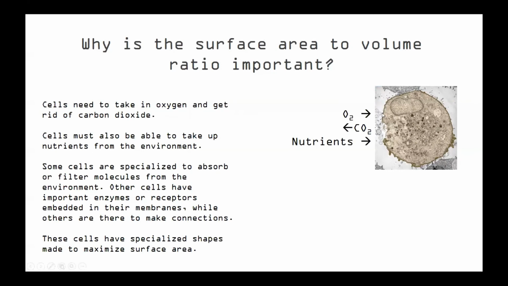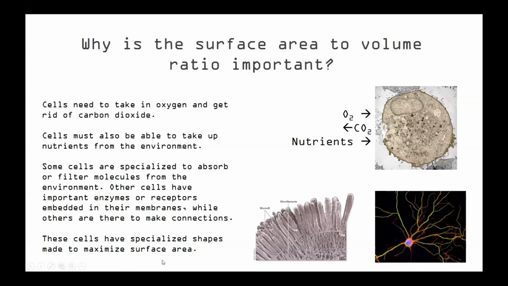So additionally, some cells are specialized to absorb or filter molecules from the environment. Okay, so you can also think of the structure of like intestinal cells. They have to absorb things from the environment. Okay, so they often have projections that allow them to have more surface area. Other types of structures are going to have important enzymes or receptors embedded in the membrane that we need more of. Okay, so these types of cells have specialized shapes made to maximize surface area. All right, so here you can see structured intestinal cells. You've got these projections.